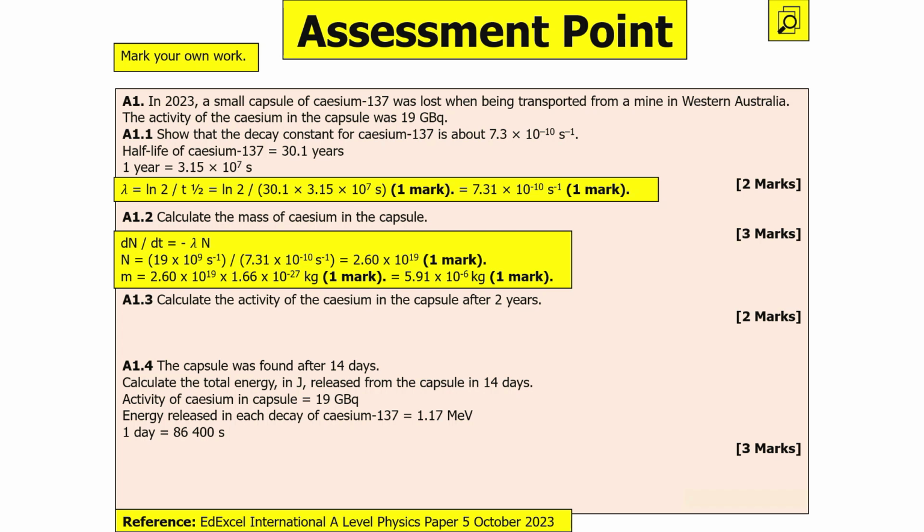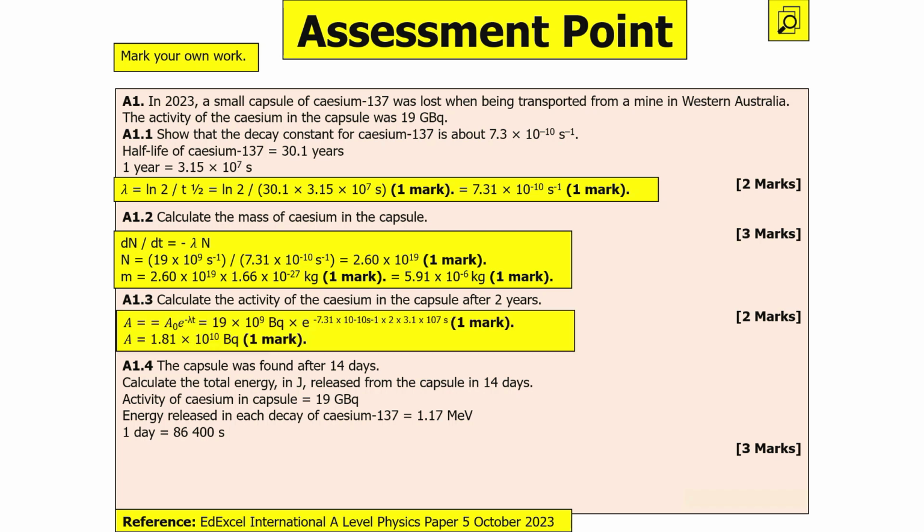Now we can then work out the mass because we've got our activity, so what we can do is multiply that by the nucleon mass number, and we get 5.91 times 10 to the minus 6 kilograms. After this point, we can then work out the activity. The activity is equal to A0 e to the minus lambda t. So you pop in all the values, where A0 is the activity at the start, and we get 1.81 times 10 to the 10 becquerels.